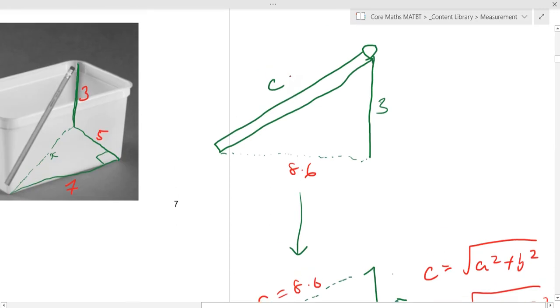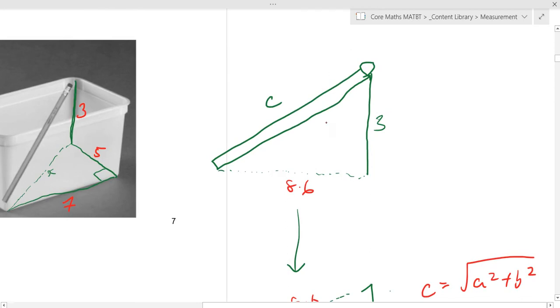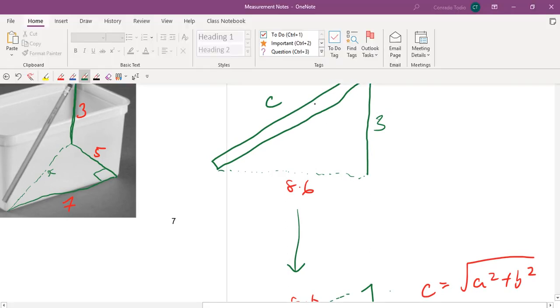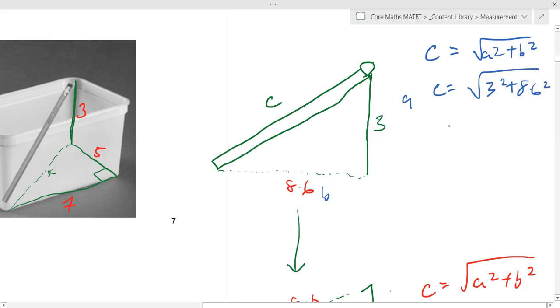Okay, and now from there, I can figure out the length of the pencil because I've got two lengths here. So to figure that out, again, let's label the sides. This is c, this can be a, this can be b. And I'm looking for the length c. So again, use the c formula: square root of a squared plus b squared. c is equal to the square root of 3 squared plus 8.6 squared.